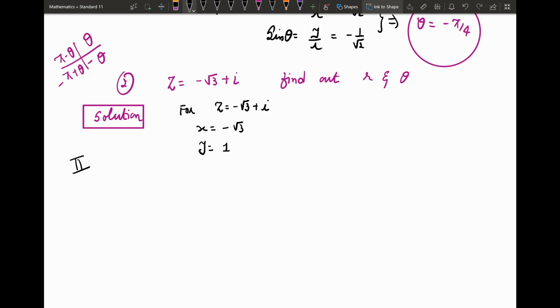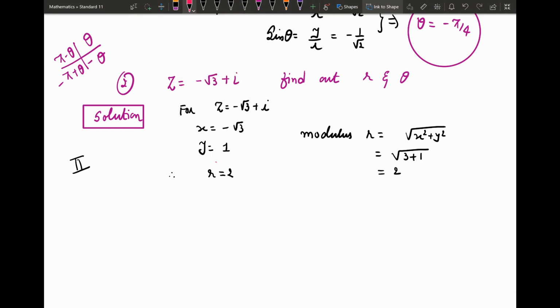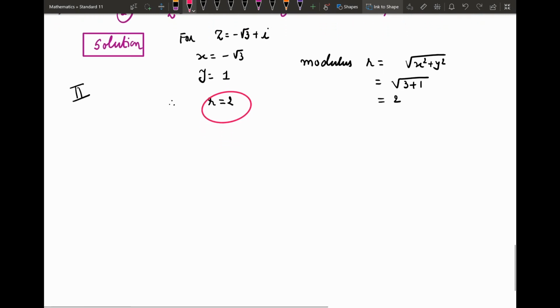So modulus r equal to under root x square plus y square. So this is under root 3 plus 1. We always take positive square root. So modulus r equal to 2. Therefore r equal to 2. So this is the value of modulus r equal to 2. Now we find principal argument.